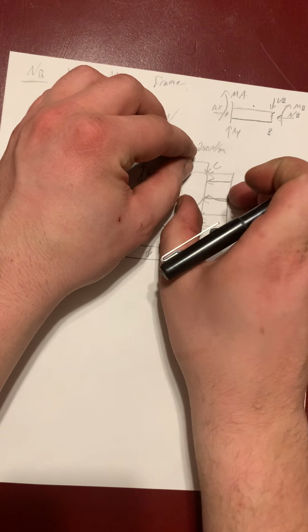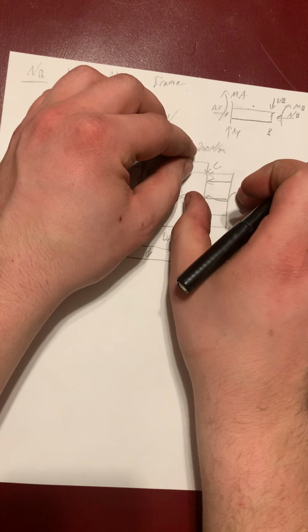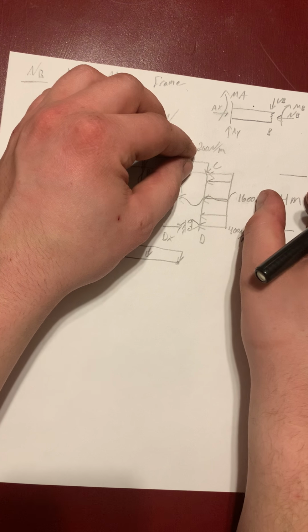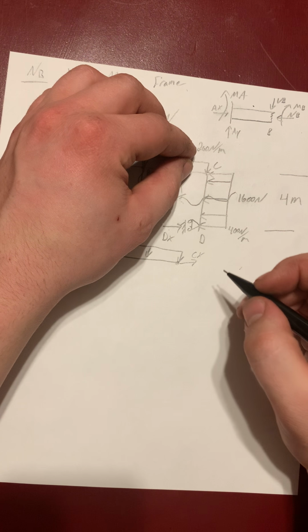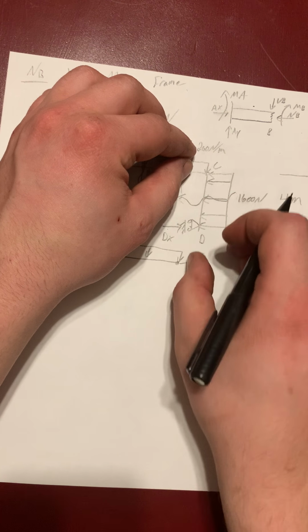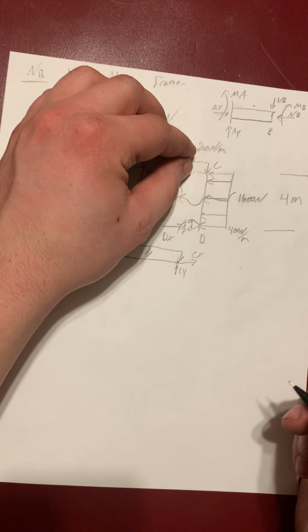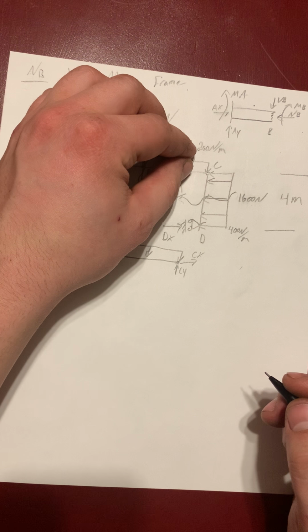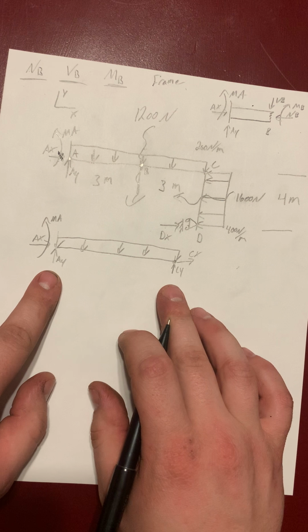If I grabbed this member right here from C to D, can I translate it to the right? No, I cannot. So there is some CX, okay? Can I lift or lower CD? No, I cannot. So there is some CY, okay? And we've drawn a free body diagram for this here.